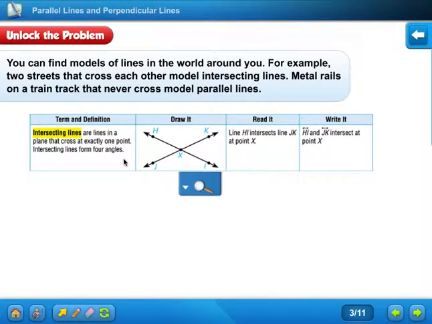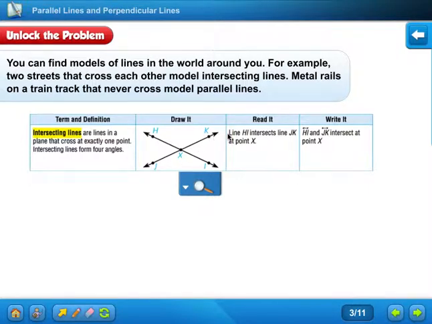All right, the first one that we're going to learn about is intersecting lines. So right here, they're giving you an example. Let's read what it is. Intersecting lines are lines in a plane that cross at exactly one point. Intersecting lines form four angles. So they're intersecting. This means they're crossing over. One point, they're crossing over. So these two lines go this way, and then the next one goes this way, and they just cross.